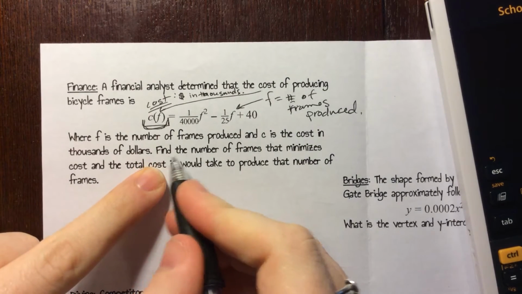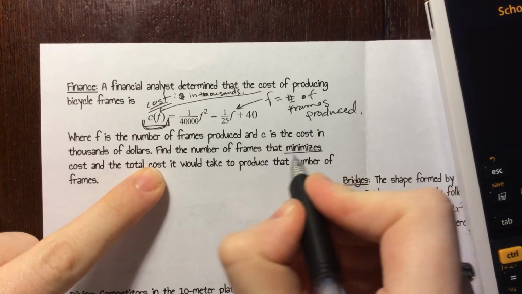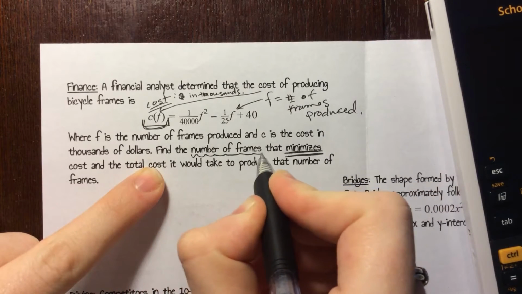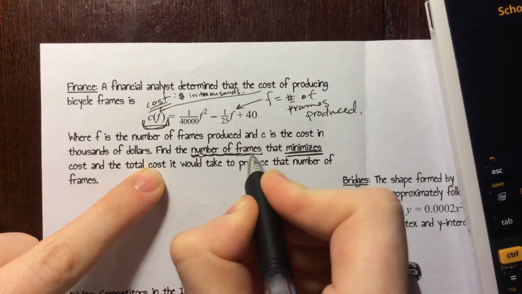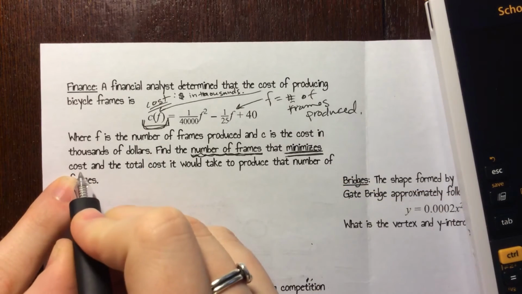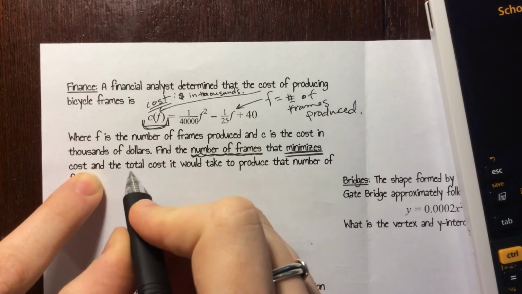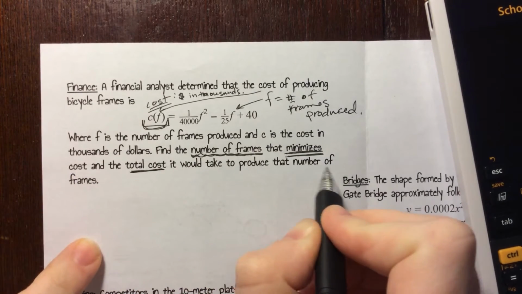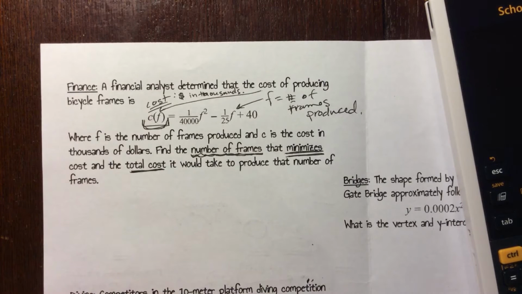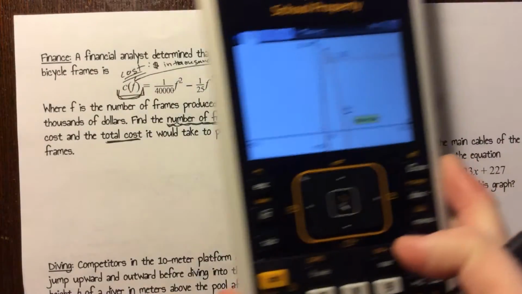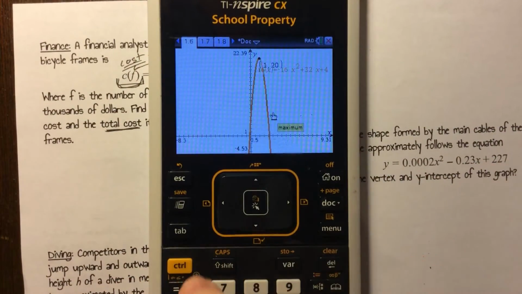And it says find the number of frames that minimizes. So we're looking for the number of frames that minimizes the cost. And then we also want to find the total cost it would take to produce that number of frames. So the next thing we're going to do is look at that graph.